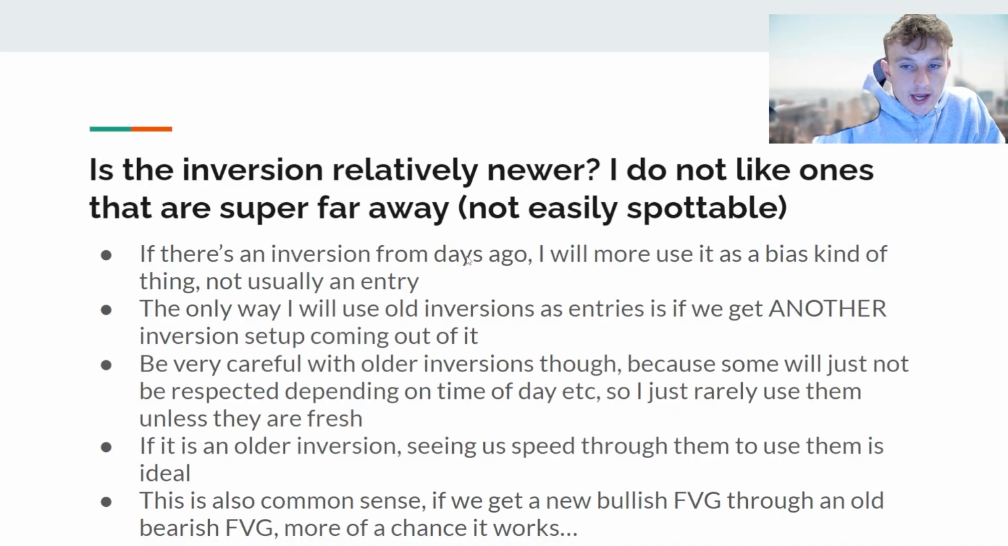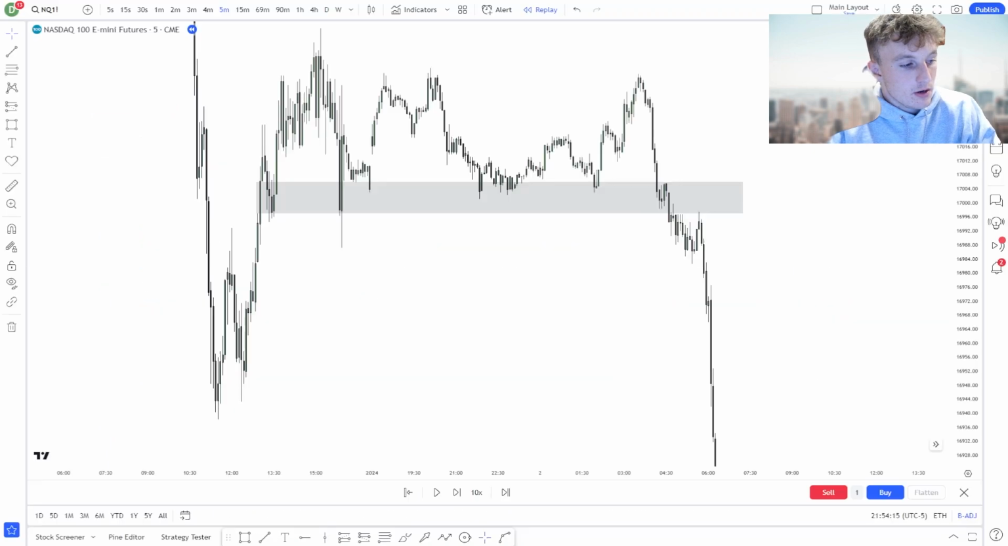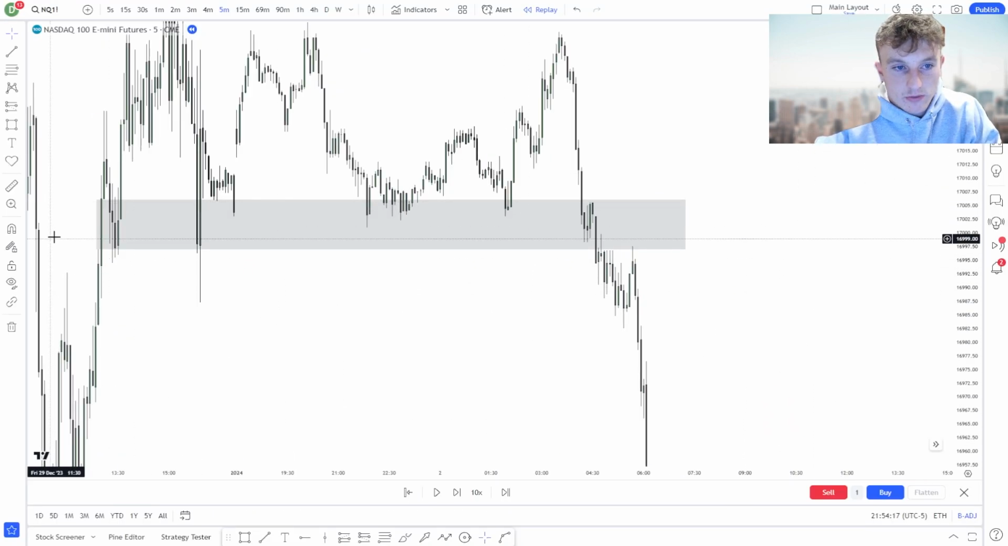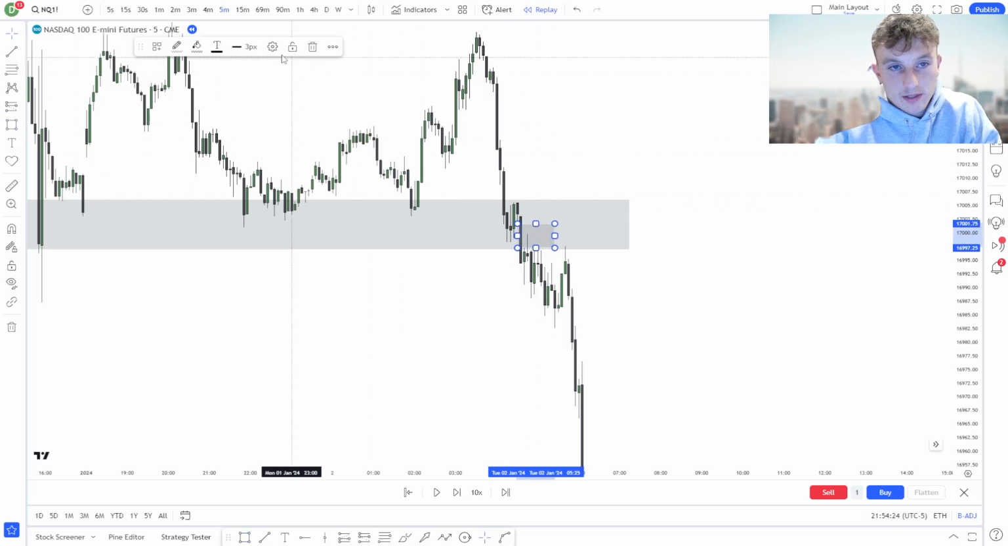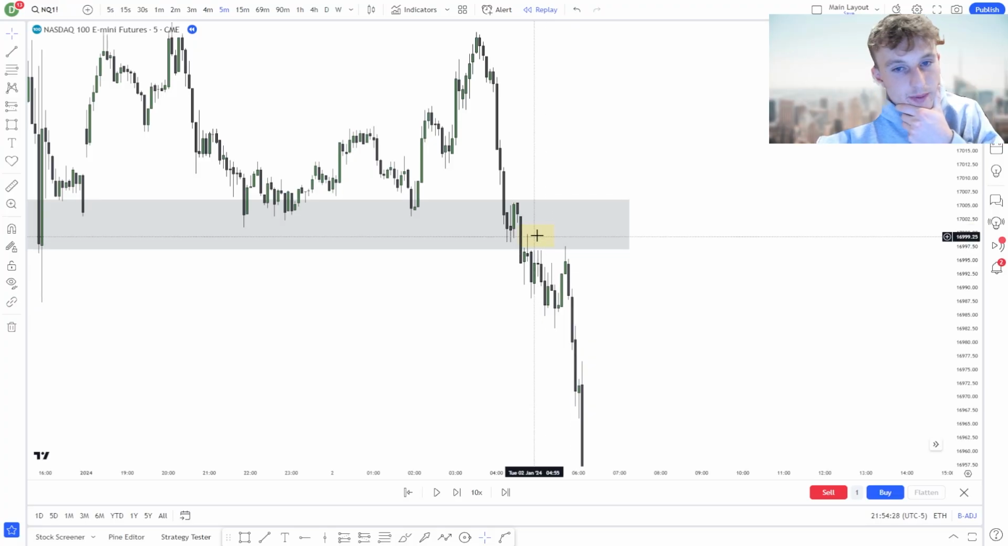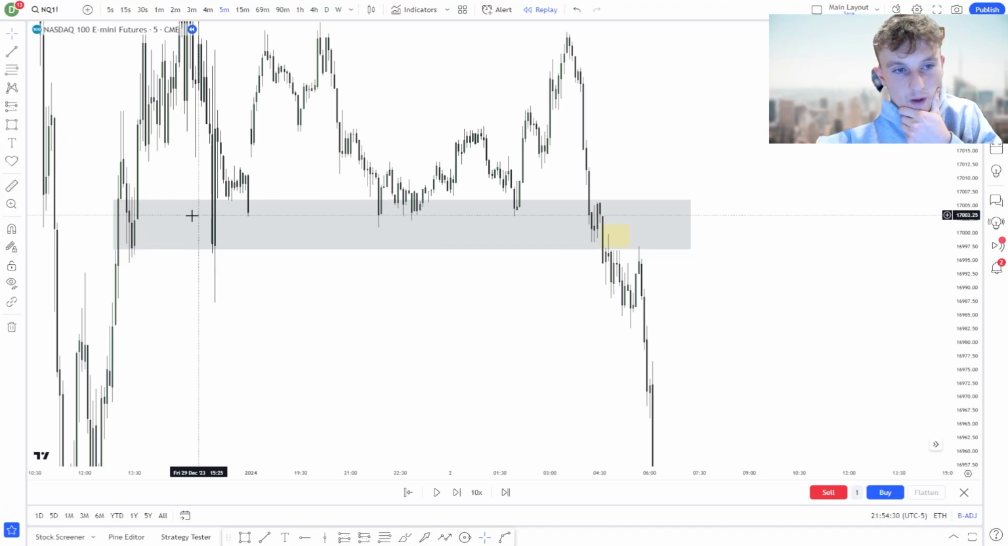The only way... So I actually just went over this. The only way I will use old inversions as entries is if we get another inversion setup coming out of it, or even another setup in general coming out of it. So what I mean is literally exactly this. We inverse this on this candle. It's a high momentum candle, and it also forms a bearish fair value gap. So this is a setup I wouldn't mind taking as an entry because it gives me a new entry while respecting this inversion, if that makes sense.